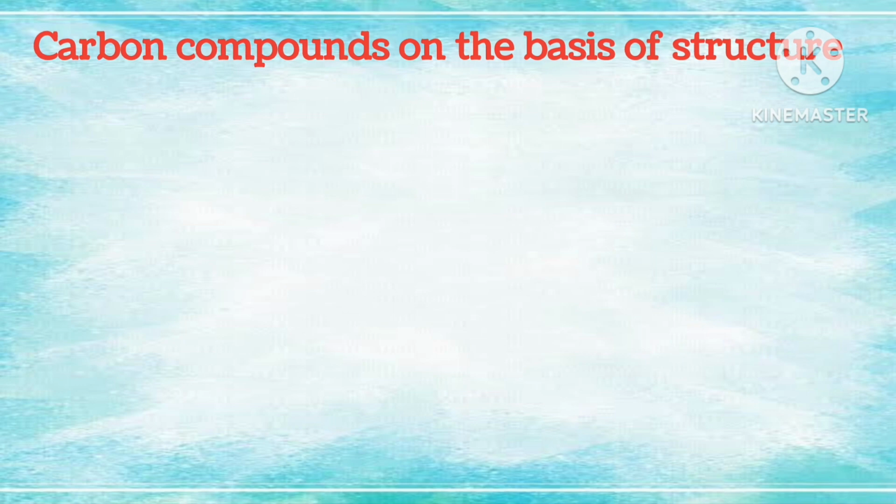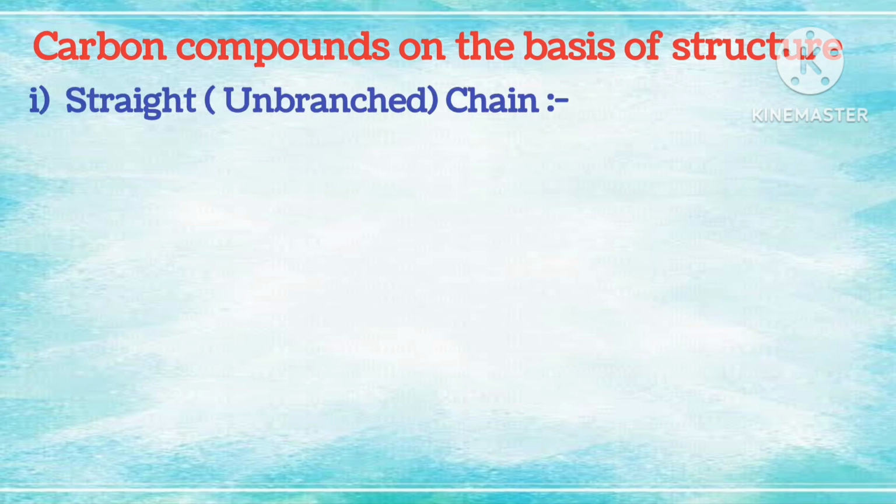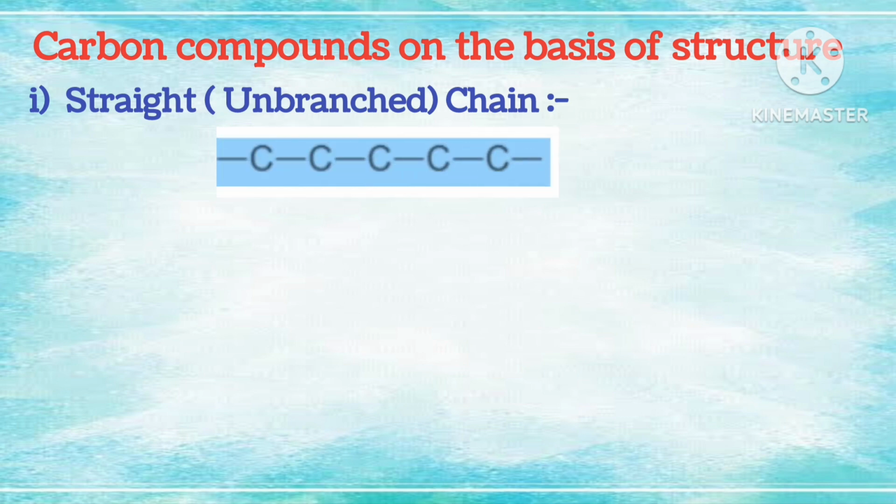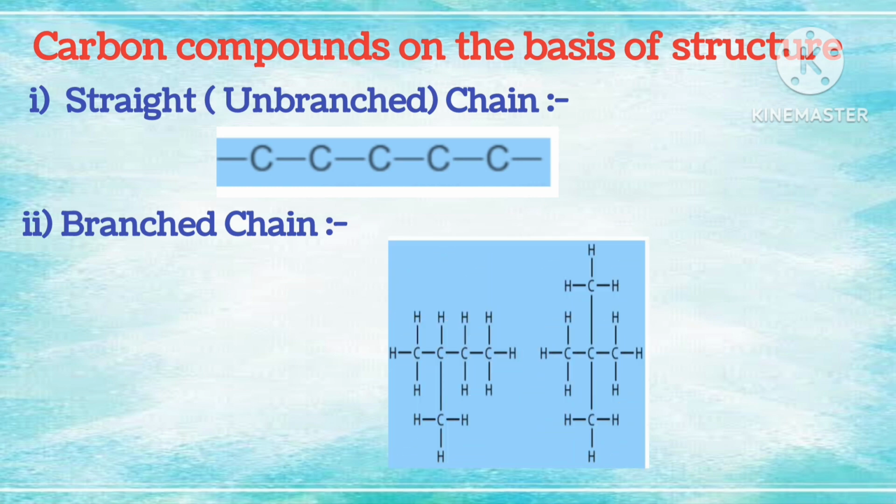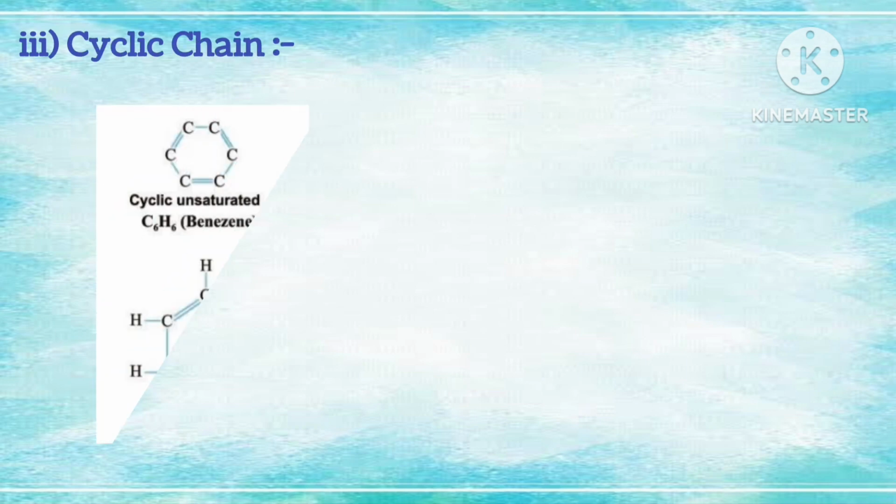Carbon compounds on the basis of structure. First is straight or unbranched chain, as you can see in this picture. Second is branched chain, as you can see here. Third is cyclic chains, like the chains of benzene.